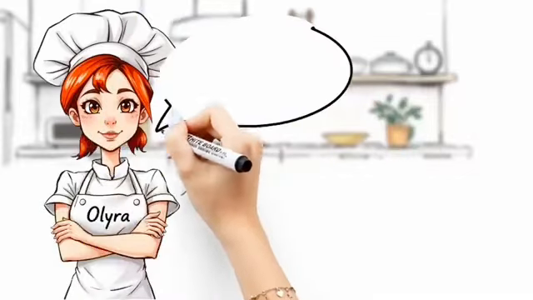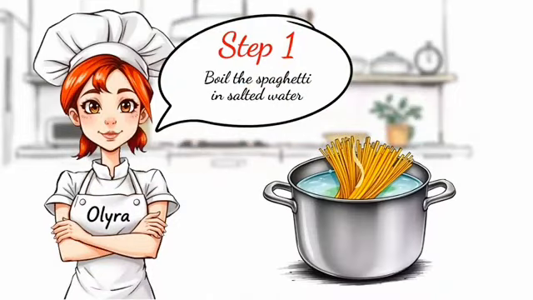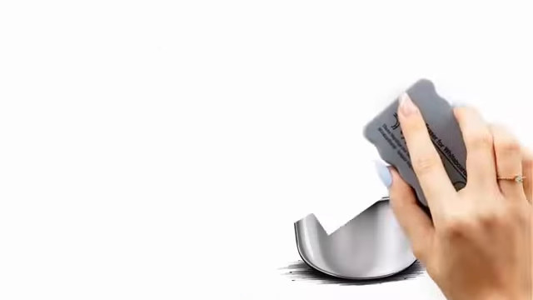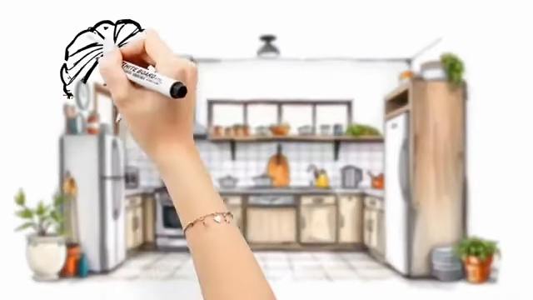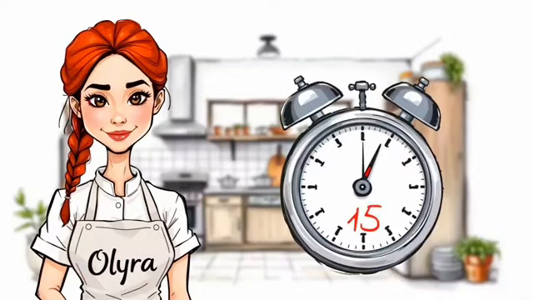The first step is to add the spaghetti to salted water and let it boil until it's perfectly al dente, just the right texture. We let the pasta boil for 15 minutes, and once it's ready, we'll move on to the next step to complete our delicious dish.